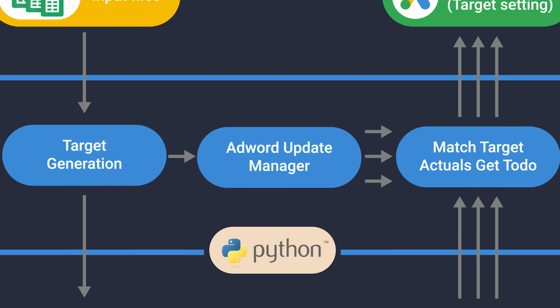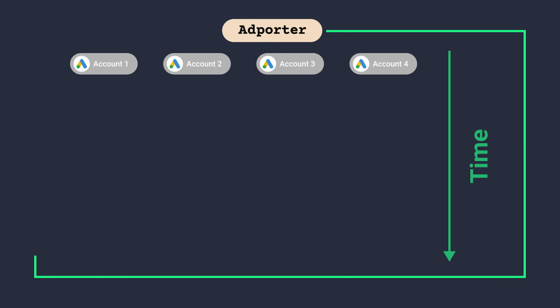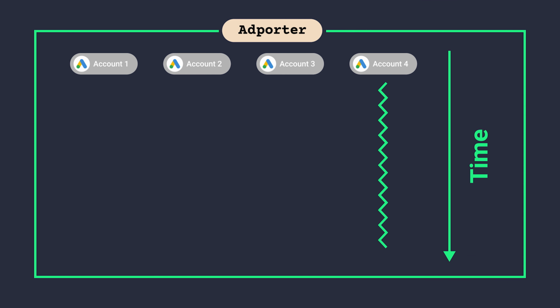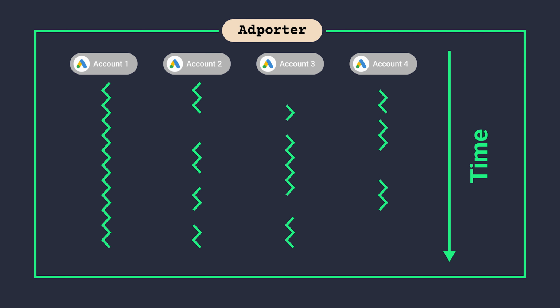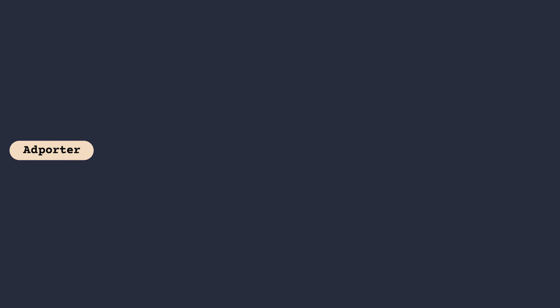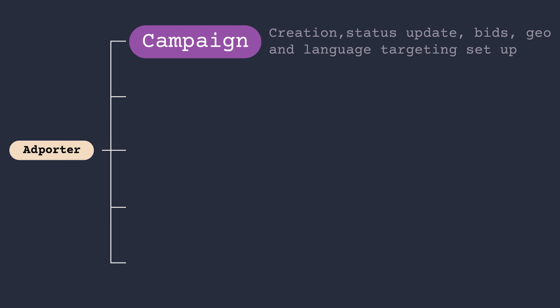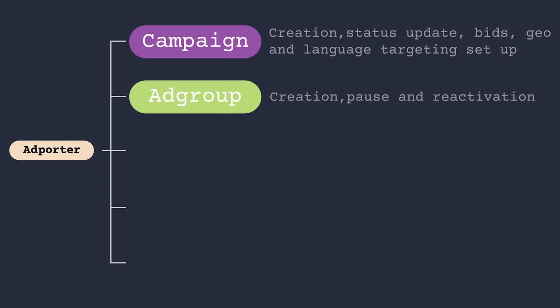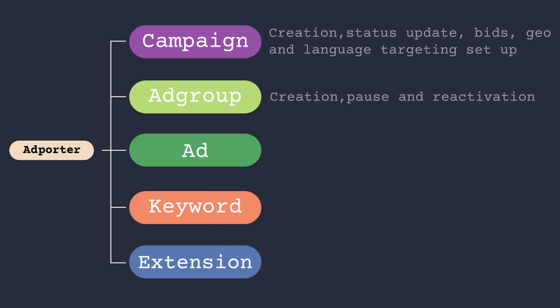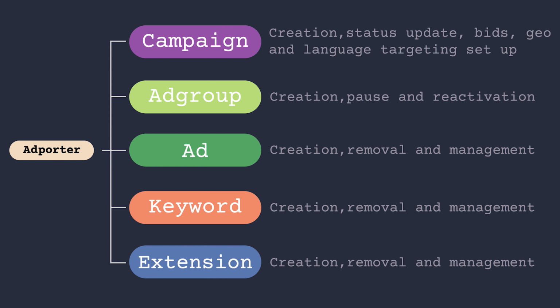AdWords Update Manager. The script checks if multiple accounts require an update on the same day and runs independent parallel processes. As a result, the changes managed by Adporter can be summarized in 5 levels. Campaign level. New campaigns are created, status is updated, bids, geo, and language targeting are set up. Ad group level. Ad groups are created, paused, and reactivated. Ad, keyword, and extension level. Creation, removal, and management according to changes in input files.